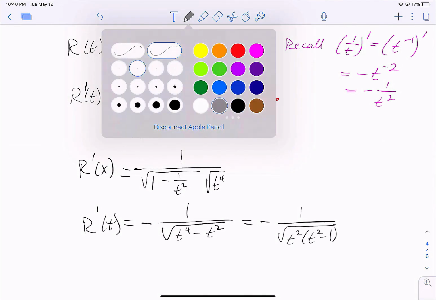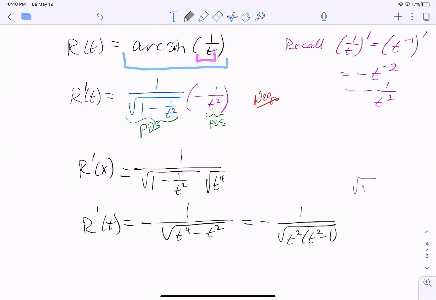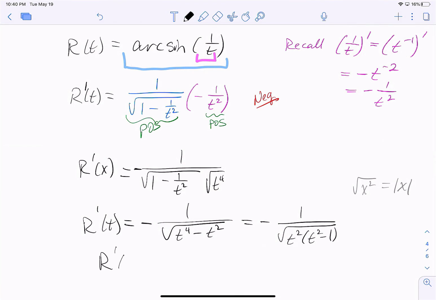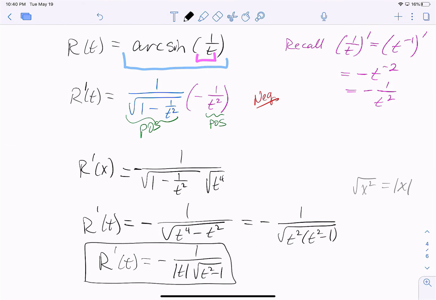Now you may recall that the square root of x squared is equal to the absolute value of x. And so when I pull t squared out of that square root in the denominator, I have to remember the absolute value. And so I get as my answer r prime of t is equal to negative 1 over the absolute value of t times the square root of t squared minus 1. Now that's the final answer.